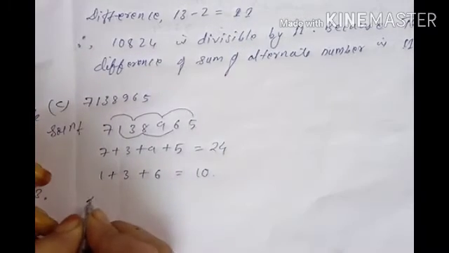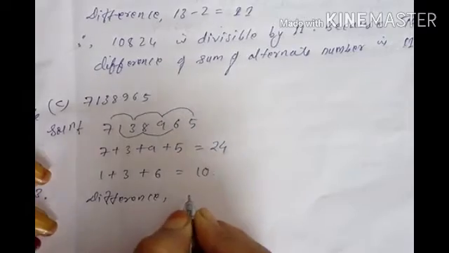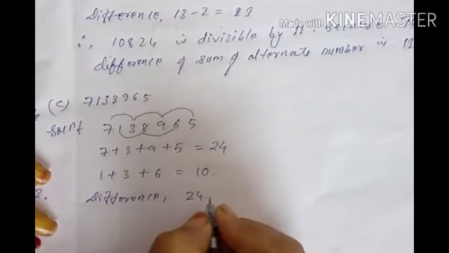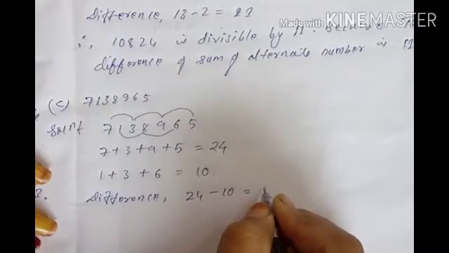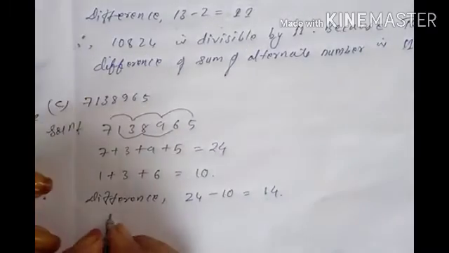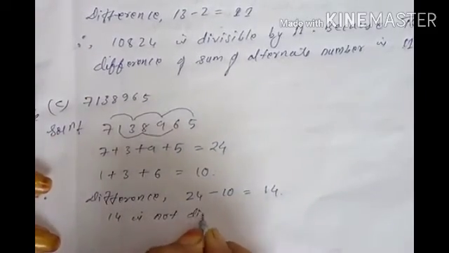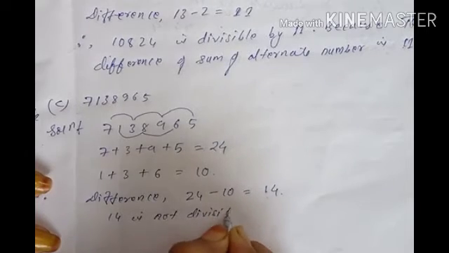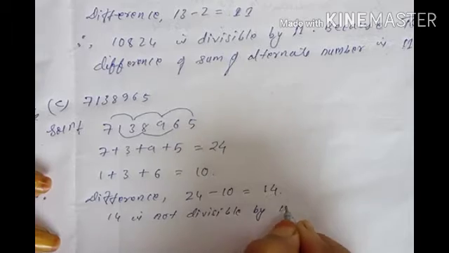10. Now the difference, 24 minus 10, how much do you get? You will get 14. Now 14 is not divisible by 11. 14 is not divisible by 11.